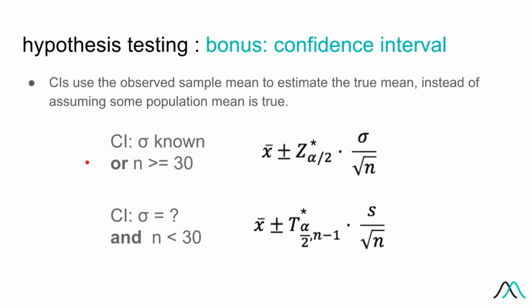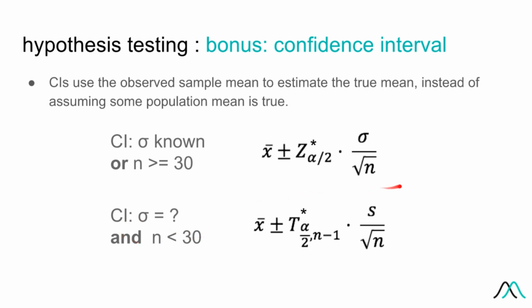Again, for both hypothesis tests and CIs, you are assuming that your estimate of sigma, the population standard deviation, is accurate, or else you have to use the t distribution to control for your estimation when sigma is not known and you have small sample size.